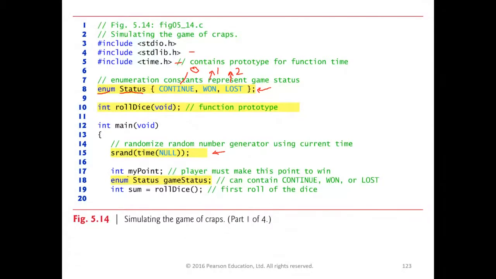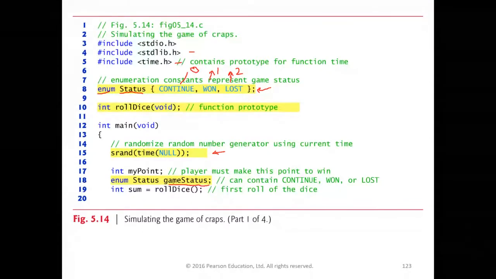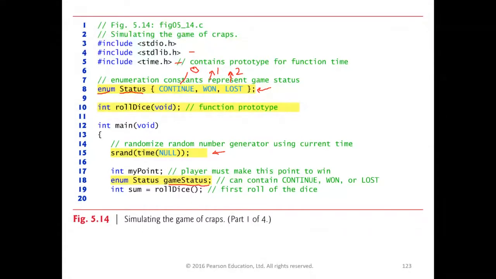Then you're declaring an integer variable myPoint, which keeps track of the point in case the game needs to be repeated. And then you're declaring this enum variable gameStatus, which will be used to see which one of these three game statuses you have. Then you are going to call your function rollDice.